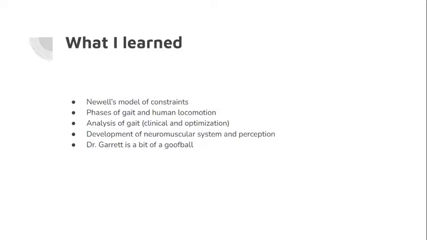But what I learned in the class is Newell's model of constraints, so how our environment, our functional limitations and structure influence our gait patterns and our movement. I've learned phases of gait and human locomotion. I want to go into physical therapy and athletic training and sports medicine in general, so this is going to help me immensely when it comes to assessing clients. Clinically, orthopedic surgeons use this. It's very helpful as any kind of applied kinesiologist to understand why your client moves the way they do so you could then fix it.